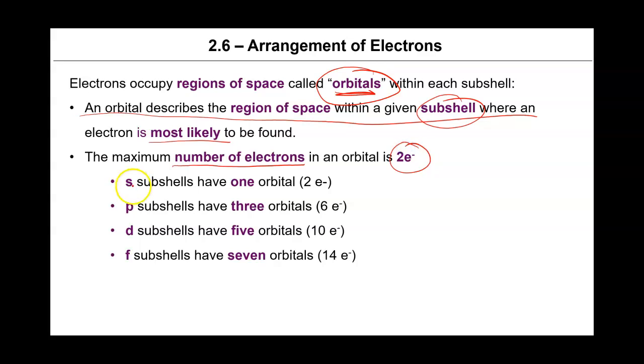What this means is s subshells have only 1 orbital because they can contain a maximum of 2 electrons. p subshells are made up of 3 orbitals because they can contain a maximum of 6 electrons. d subshells must have 5 orbitals because they can contain a maximum of 10 electrons. And f subshells must have 7 orbitals as they can contain a maximum of 14 electrons.